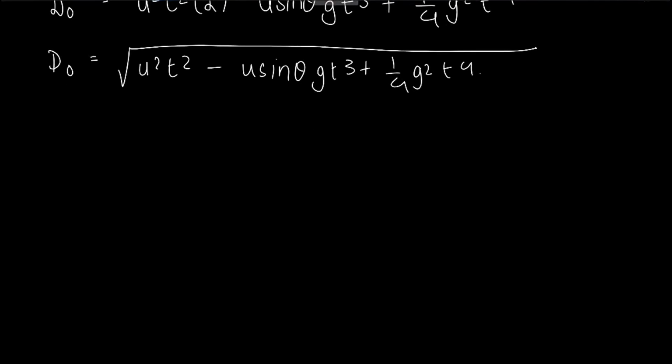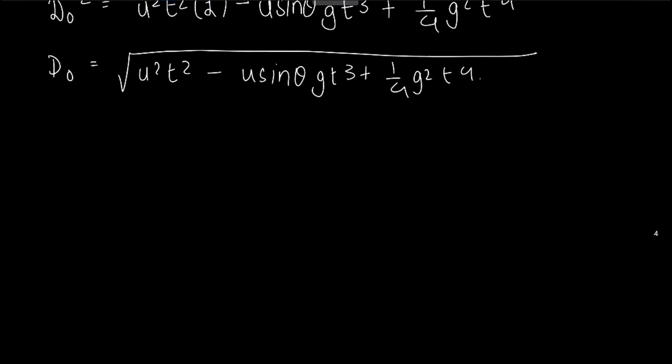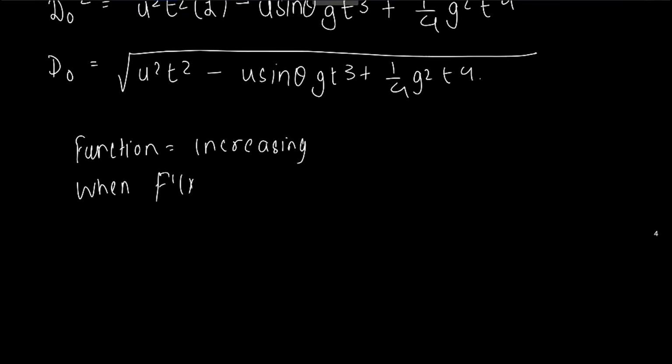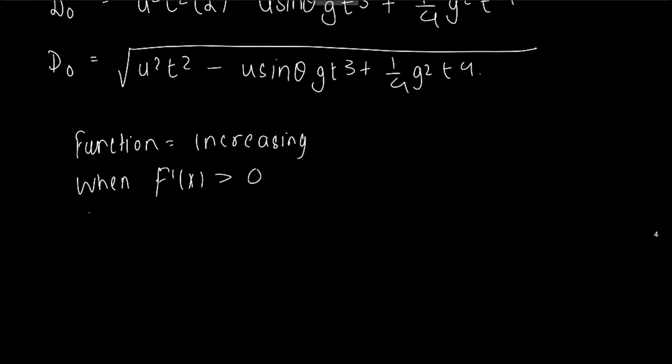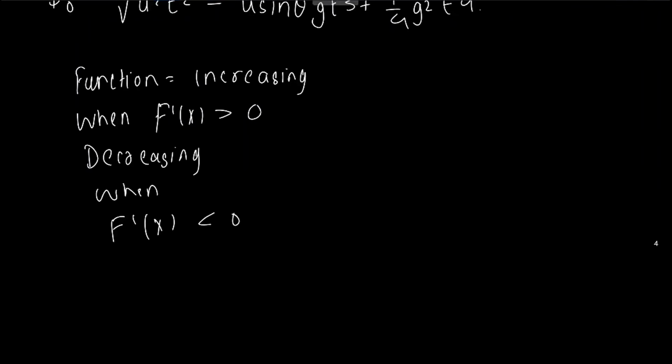Now, to find whether the distance from the origin is increasing or decreasing, we use what we learned when we studied increasing and decreasing functions. So we know that a function is increasing when the function's first derivative is positive, and decreasing when the function's first derivative is negative.